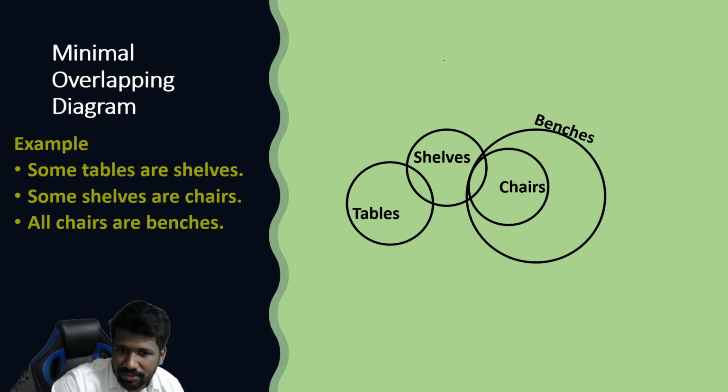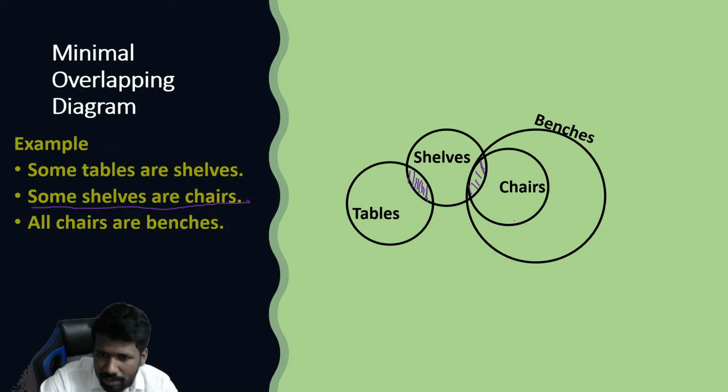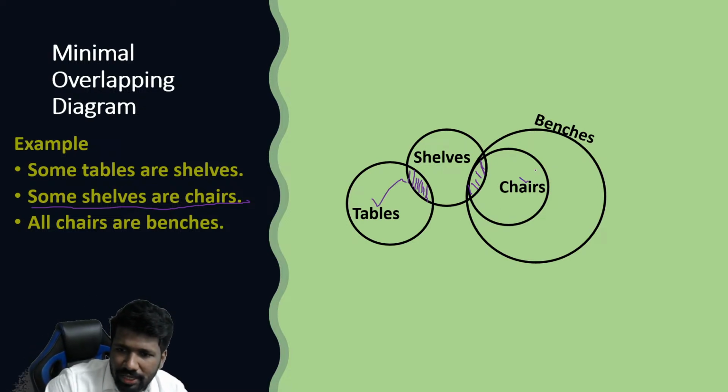Some tables are shelves. Some tables are shelves means this is the minimal overlapping we can draw. Some shelves are chairs. Some shelves are chairs means shelves and chairs have overlapping. Why is it called minimal overlapping? Because we don't know whether table and chair have intersection or not. So if I draw chair like this, that is also a possible case. Instead of chair being here, chair being here is also a possible case. But in the minimal overlapping diagram, that possible case you don't have to consider. You have to consider the minimum case.